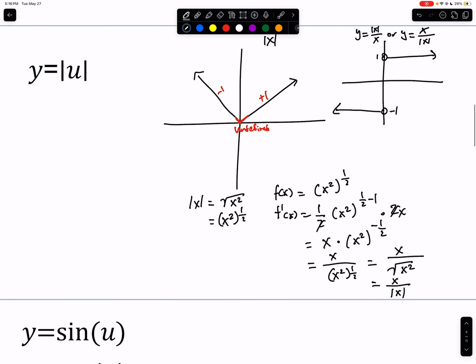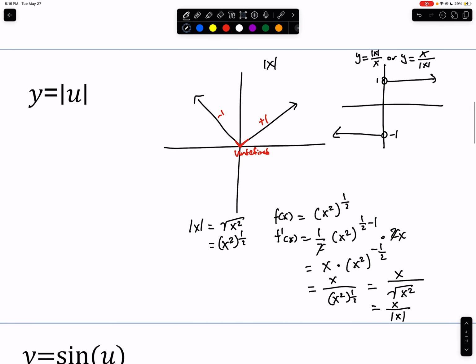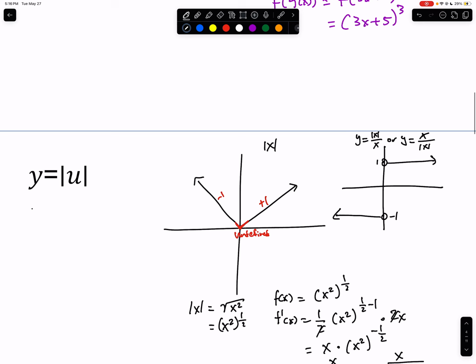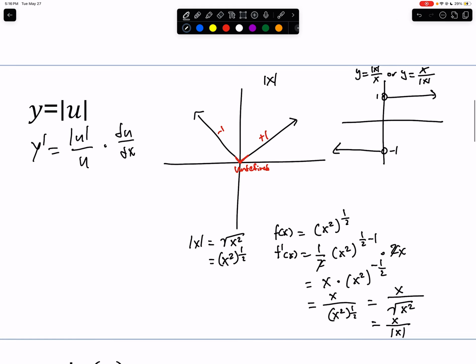So two ways of thinking about this. In this case, the derivative, y prime, is just the absolute value of u over u times du dx, because we're taking the derivative with respect to x, so we have to add that additional chain rule, du dx.